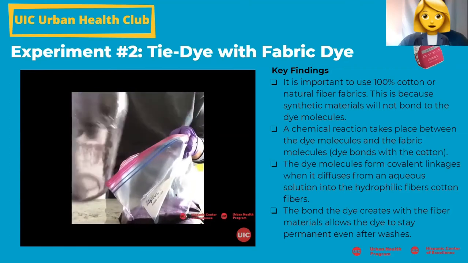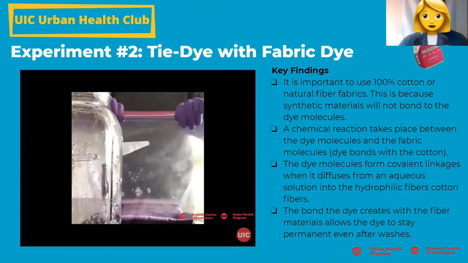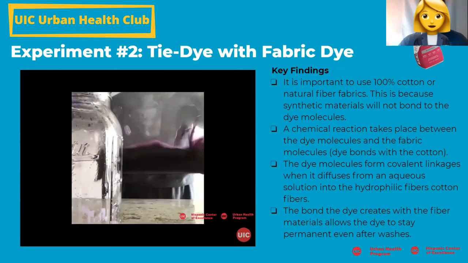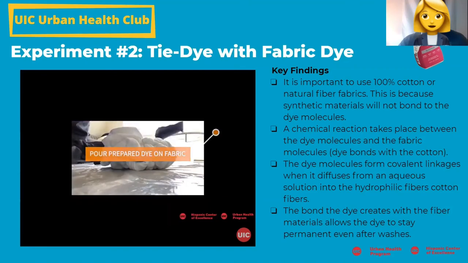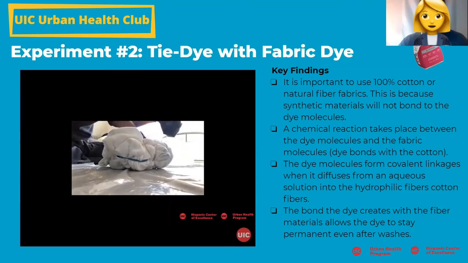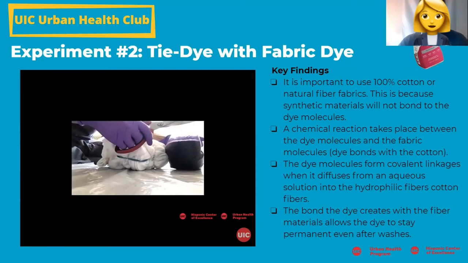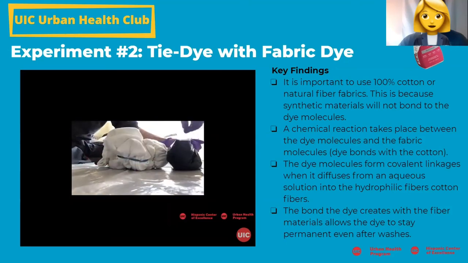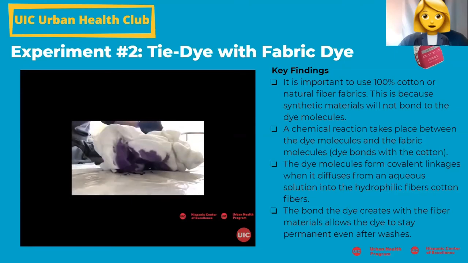Because you are using two reagents, the fabric and the dye, it is better to use cotton or natural materials. This will help soak up and absorb the mixture. Anything synthetic will not bond the molecules properly. When you use natural materials such as cotton, this allows the bond to become permanent. The fabric dye and the cotton will form covalent links that will help the solution diffuse through the cotton fibers. The bond that the dye creates with the fiber materials allows the dye to stay permanent even after washes.